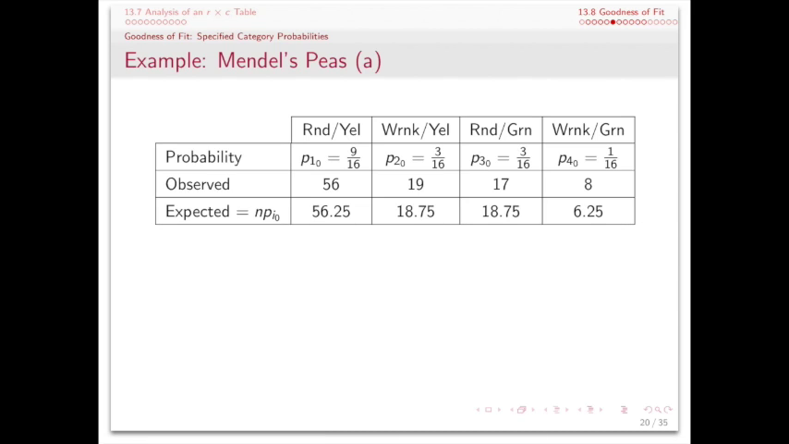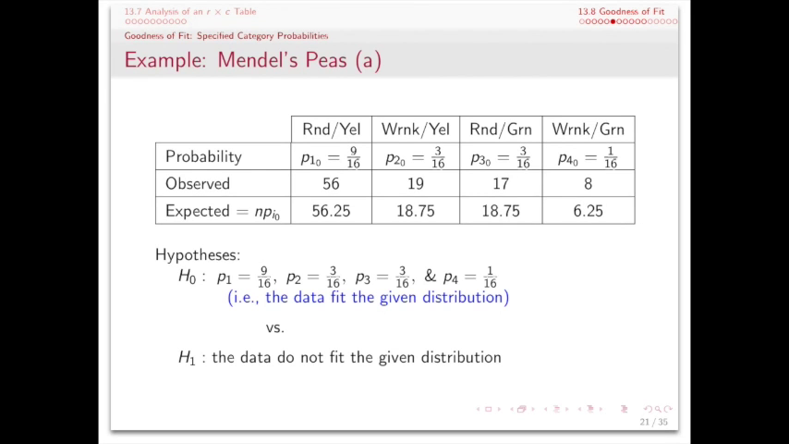The next thing we will do is define our null and alternative hypotheses. In particular, the null hypothesis will state that the probability that we get a round yellow pea is 9/16, the probability that we get a wrinkled yellow pea is 3/16, the probability that we get a round green pea is 3/16, and the probability that we get a wrinkled green pea is 1/16. In other words, our hypothesis is that the data fits the given distribution described by the Mendelian theory. The alternative hypothesis would say that the data do not fit the given distribution, and in order to argue that's the case, it would be sufficient if just one of those probability statements didn't hold true.